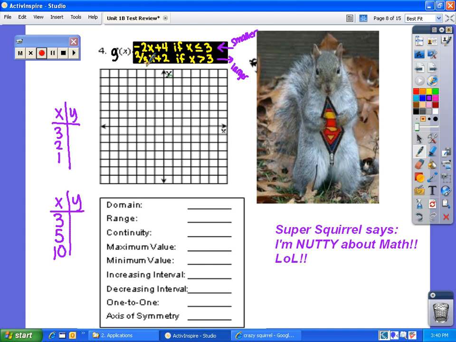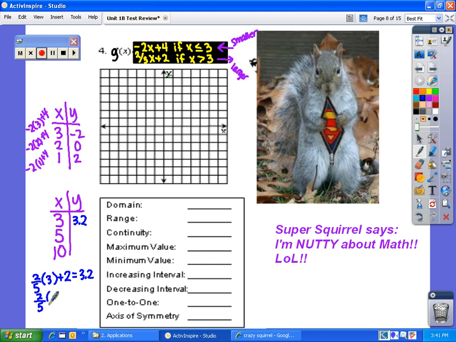Alright, first one, so we have negative 2 times 3 plus 4. That equals negative 2. Negative 2 times 2 plus 4. That equals 0. And negative 2 times 1 plus 4. That equals 2. Alright, on the other side, 2/5 times 3 plus 2 gives us a decimal. That equals 3.2.